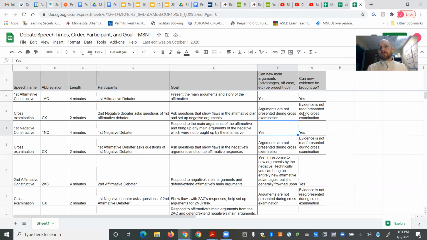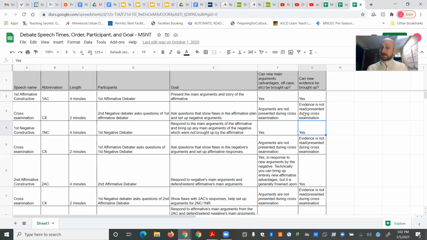So can new main arguments like advantages, off case, etc., be brought up in this speech? Yeah, absolutely. This is where the negative should bring up their main arguments. And sometimes the main argument is not that the case is bad or wrong. It's that it might produce some other effect that is worse than solving the problems that they do, right? So you can bring up new arguments here.